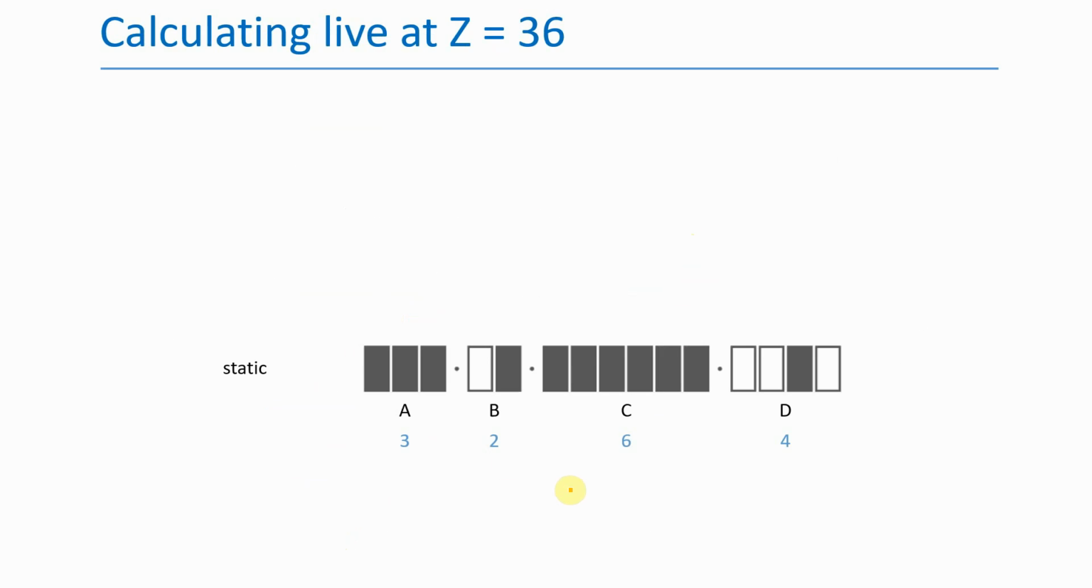Now for the nuts and bolts. Let's work through an example and calculate the live step by step. Here's our static, and let's assume that we want the live at z equals 36. Step 1 is to find a low-ranking static subchain with a total width of 36, or whatever z is. The process is pretty simple. Starting at the lowest rank, we include factors until the product is 36.